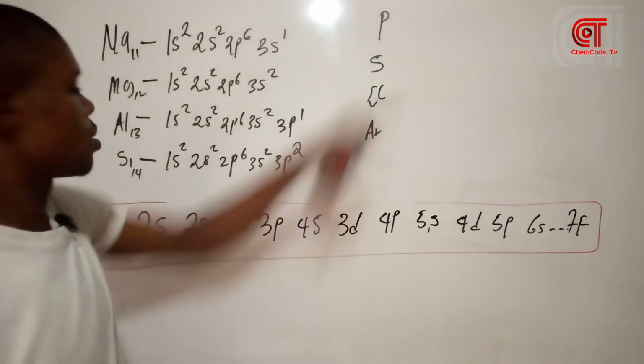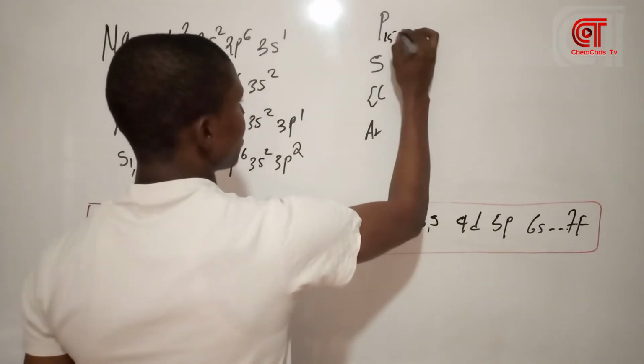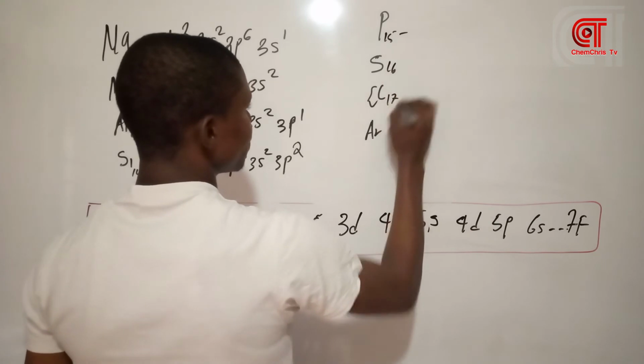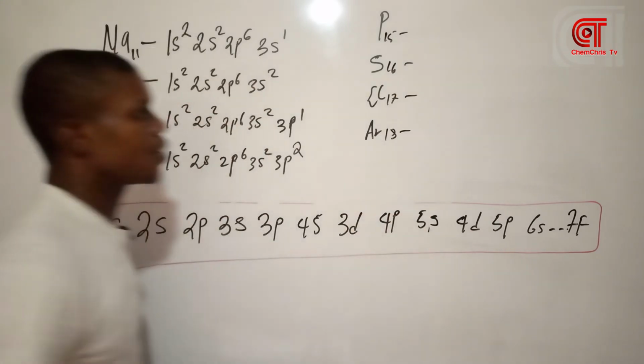Right? Next is phosphorus. Phosphorus is 15, right? I believe you can do this one, 16, 17, 18. So go ahead and do this one here. Try it.